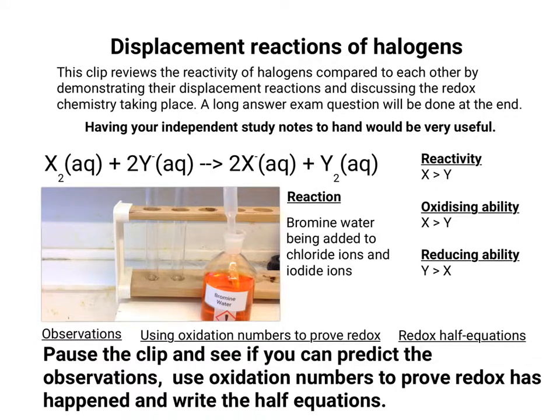So this time, pause the clip and see if you can predict the observations. See if you can use the oxidation numbers to prove redox has happened by writing an ionic equation, just like we did in the previous example, and write the half equations like we did before. And see if you can add some conclusions of your own. So stop the clip, take a couple of minutes to do that, and then see if we're in agreement.